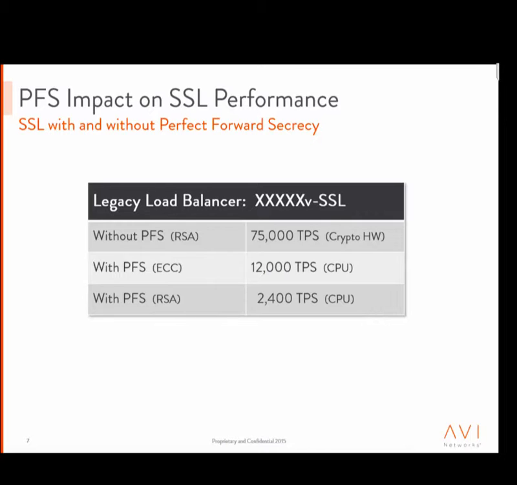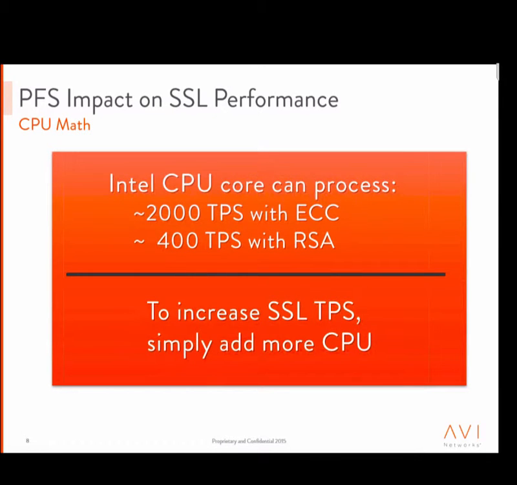Now, the interesting thing with Avi is that you can support elliptic curve and RSA for the same application at the same time. And we will prioritize using elliptic curve if the client supports it. If the client doesn't support it, that's okay. We'll use RSA. So there's no loss in performance, and there's no loss in client compatibility either, which is very, very crucial.